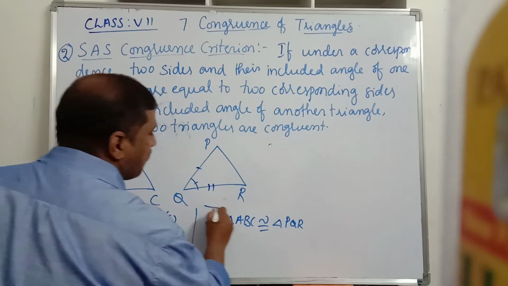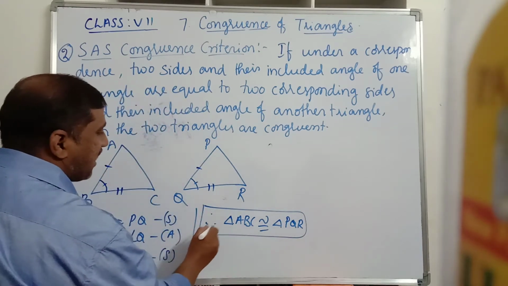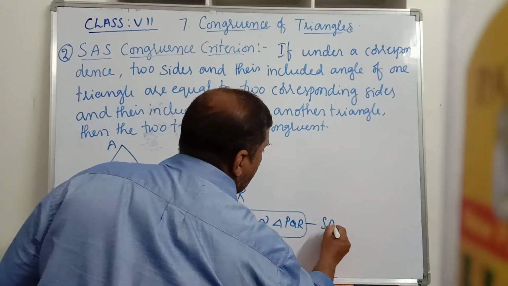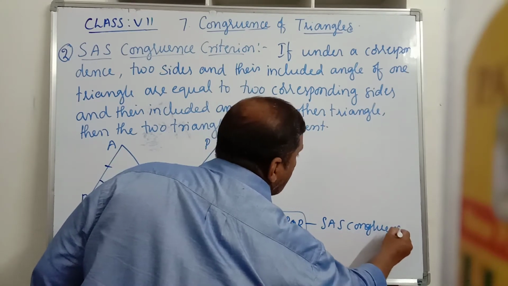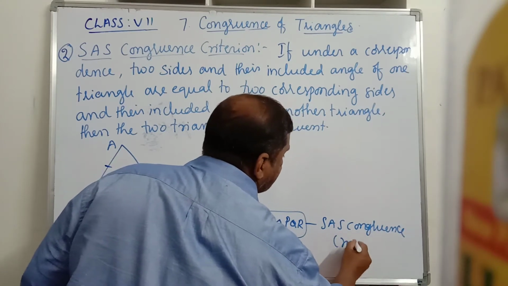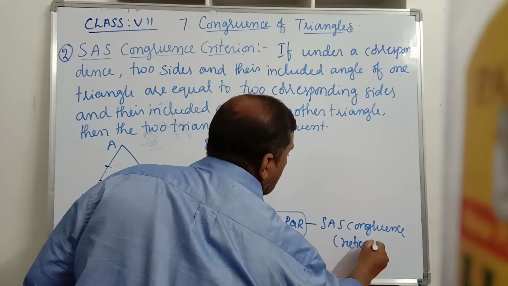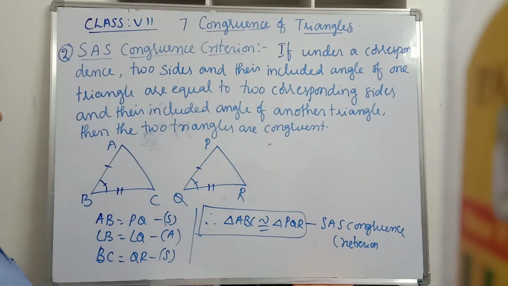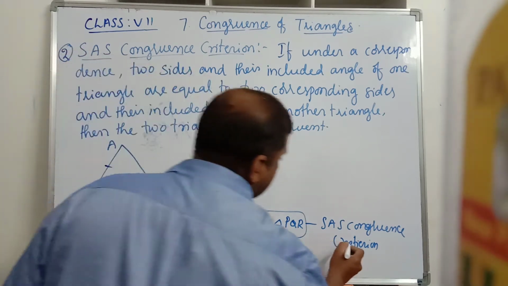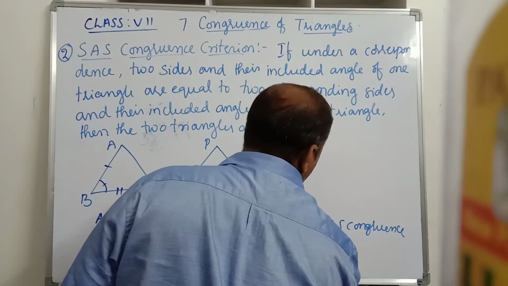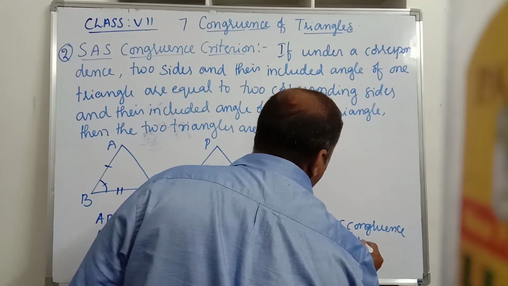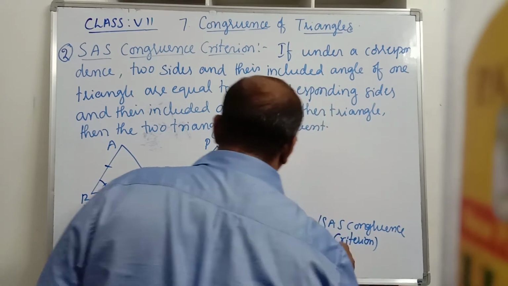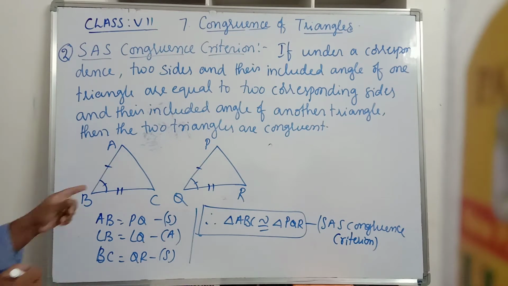Under which congruency criterion is it? SAS congruency criterion. So like this, I have taken here sides AB and BC.